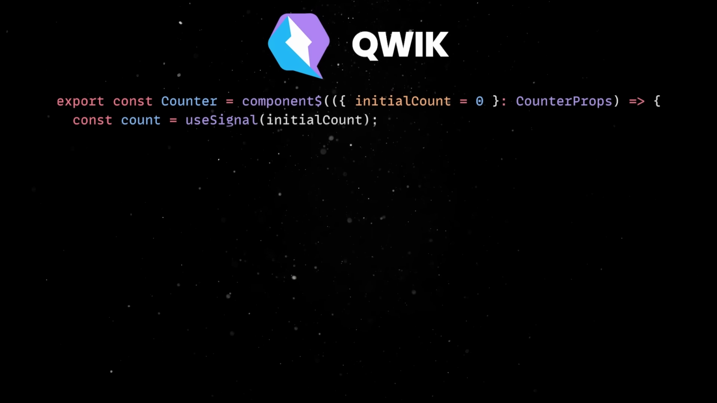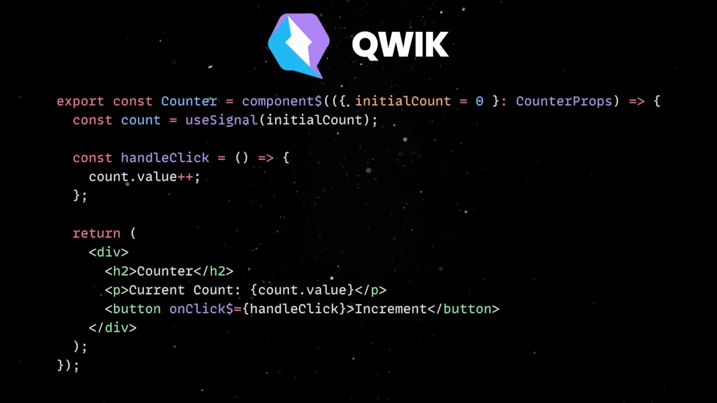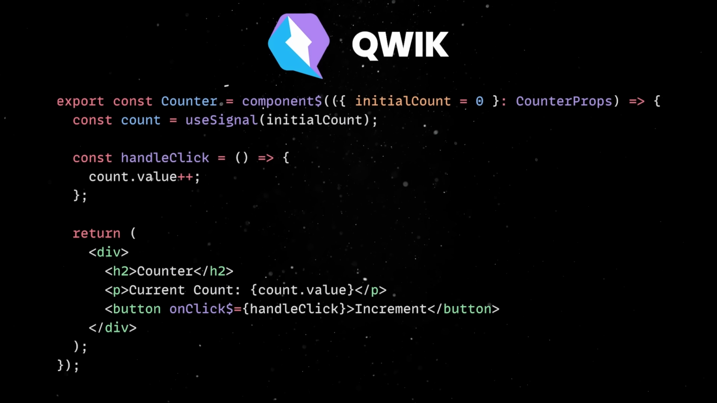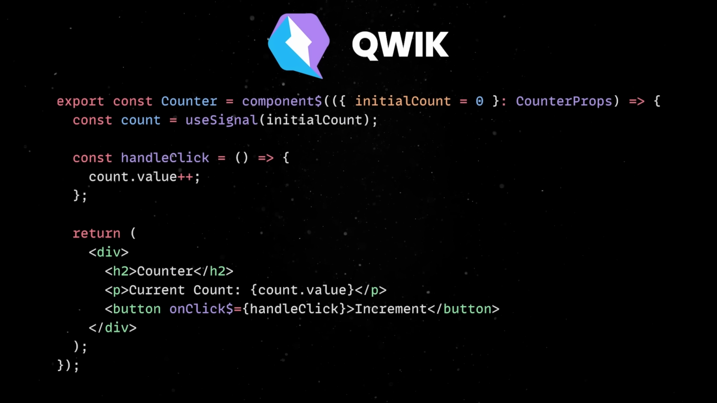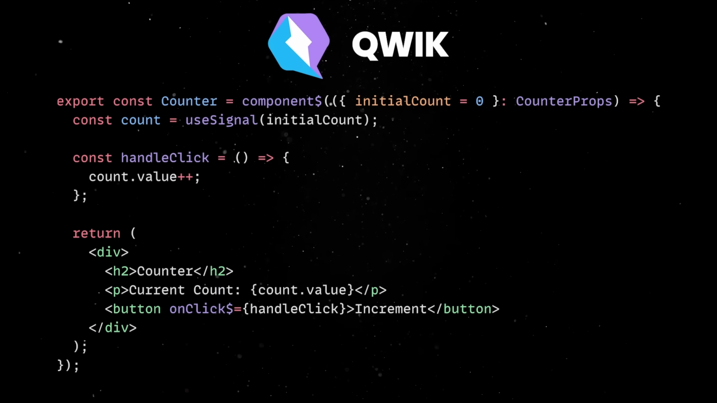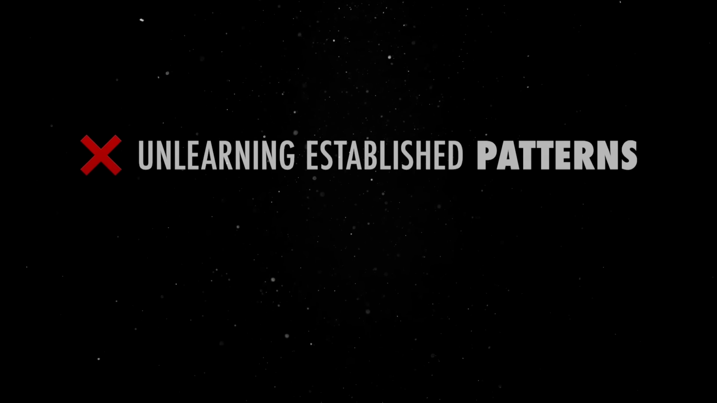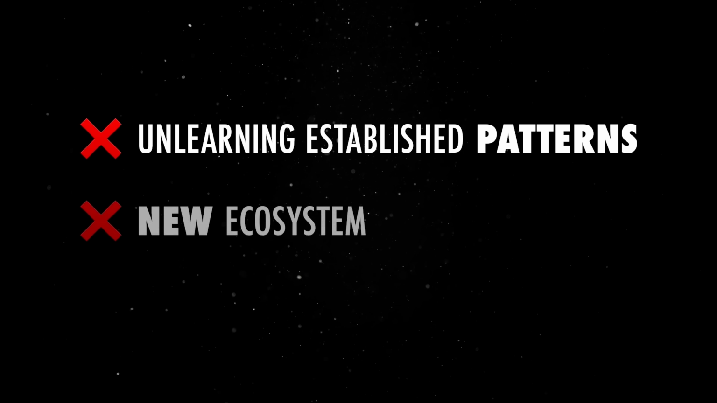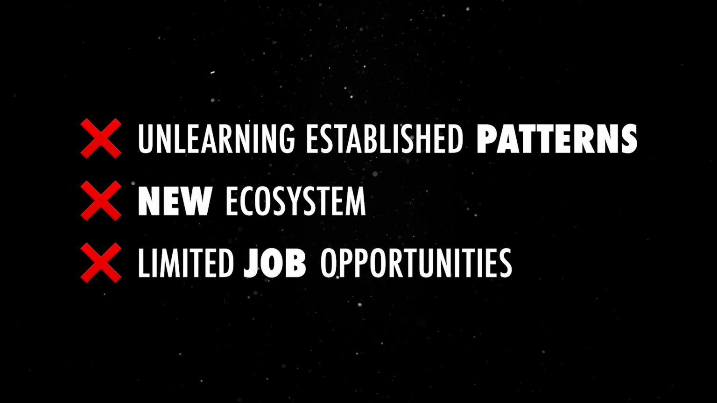The framework delivers impressive performance metrics, with minimal JavaScript shipped to the client by default, making it ideal for performance-critical applications. Its architecture supports fine-grained lazy loading at the component level, loading JavaScript only when needed for specific interactions. Trade-offs include a fundamentally different mental model that requires unlearning established patterns, a relatively new ecosystem with fewer third-party integrations, and limited job opportunities.